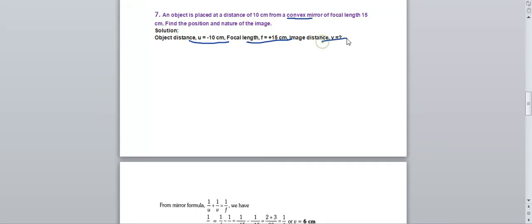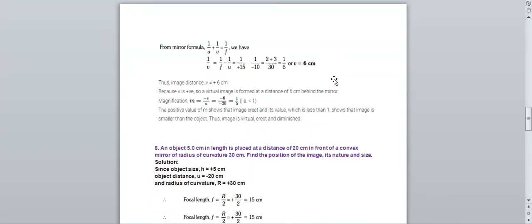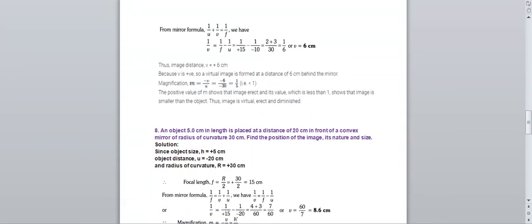And what we have to find in this question? We have to find the image distance v. For that we will use the mirror formula 1 by v plus 1 by u is equal to 1 by f. We will put all the values and ultimately we'll get the answer 6 centimeter. Our image distance is 6 centimeter. Since we are getting image distance as positive, what will be the nature of the image? It will be a virtual image and it will be formed behind the mirror.